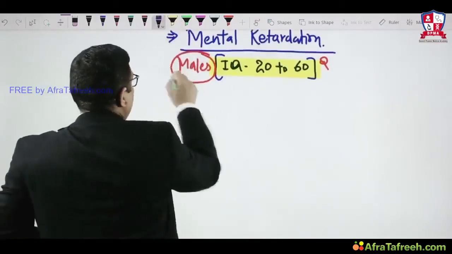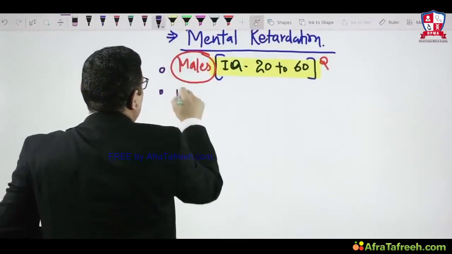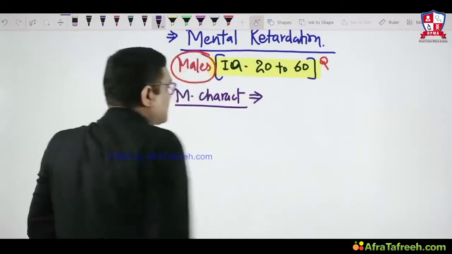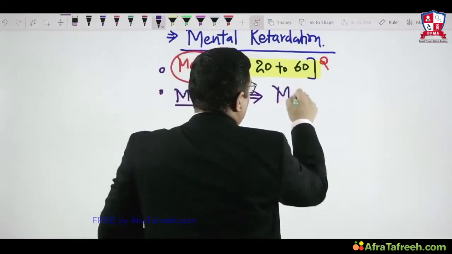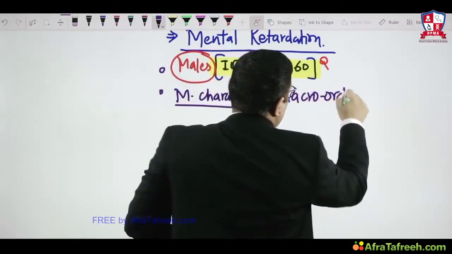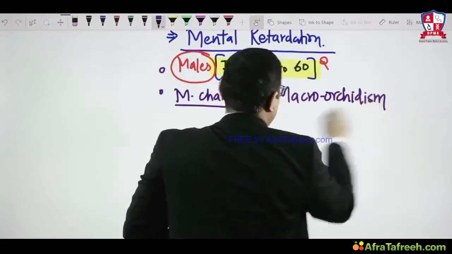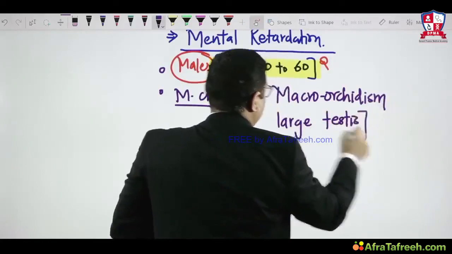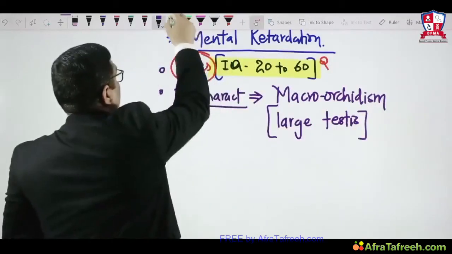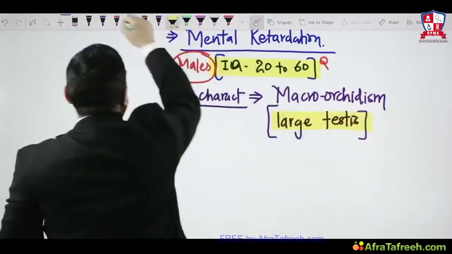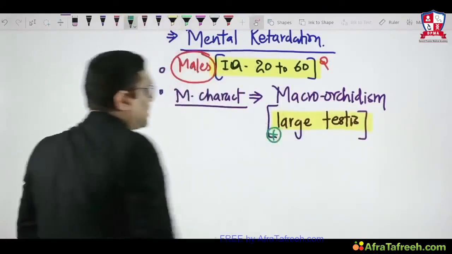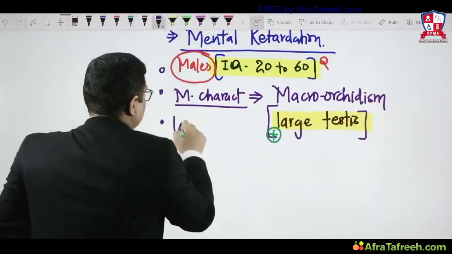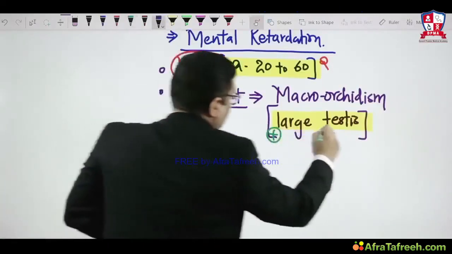What is the most characteristic finding? When the examiner asks you what is the most characteristic finding in Fragile X syndrome, it is macroorchidism. Macroorchidism means large testis, right? So this patient will have large testis. Large testis is the most characteristic finding in Fragile X syndrome. So this can also be an important question in a future exam. Already it has been given in an option. In Fragile X syndrome, usually you will find large testis, as we can see here, macroorchidism.